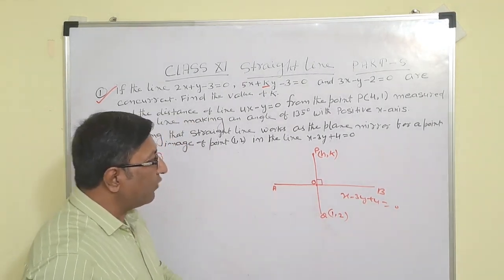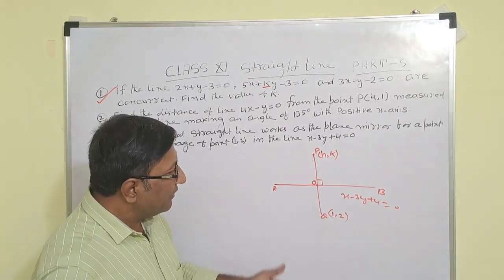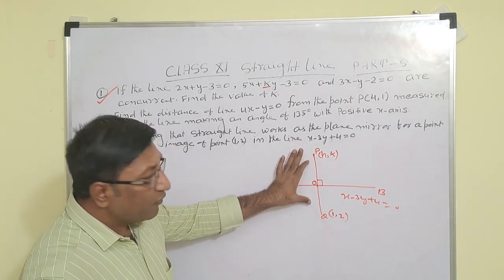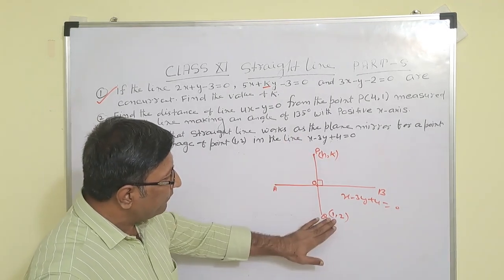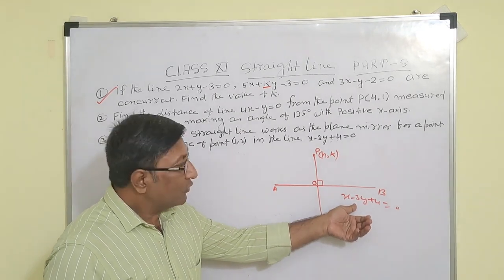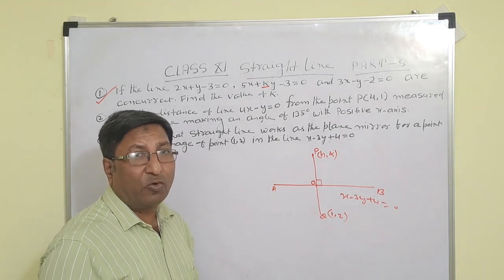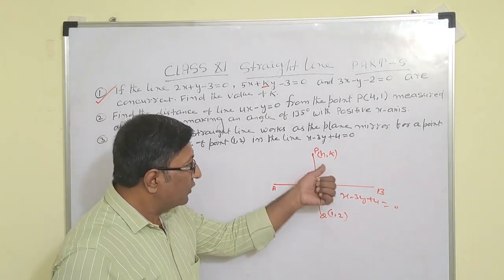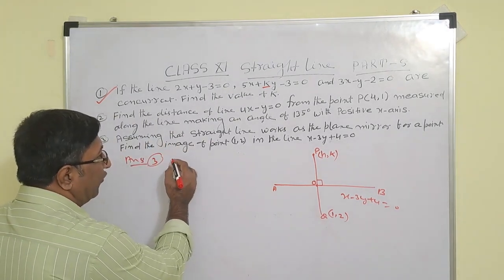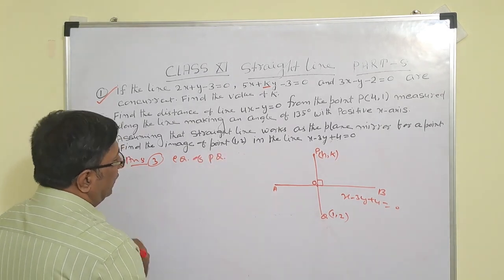So how can we solve this question? Because we have to find (h, k). For finding (h, k), there is a simple method. First find the equation of this line. How can we find the equation of the line? The point (1, 2) is given, and (h, k), and the slope of this line you can find. You know that if two lines are perpendicular, then the product of their slopes is minus 1. So we are finding the equation of line PQ.